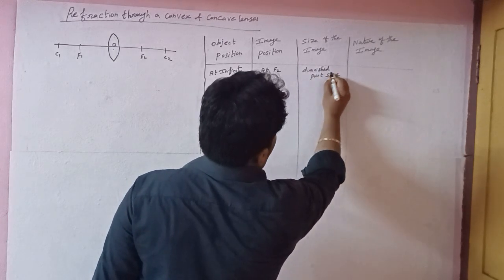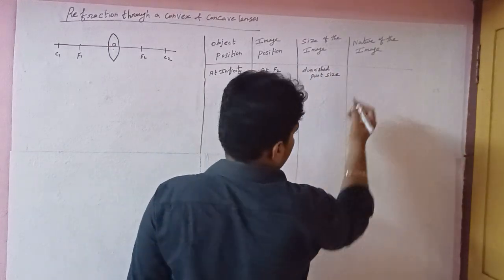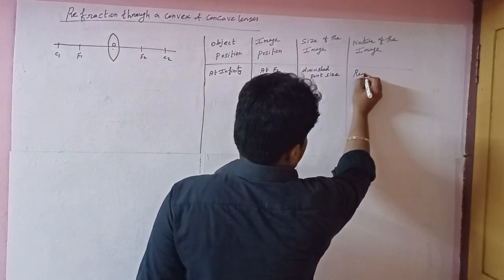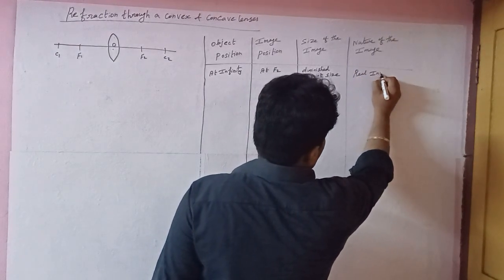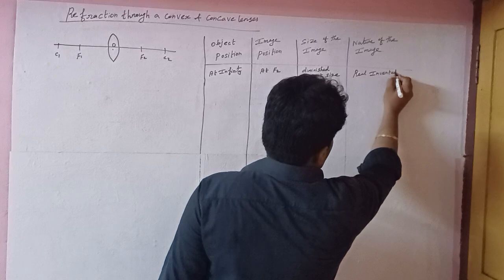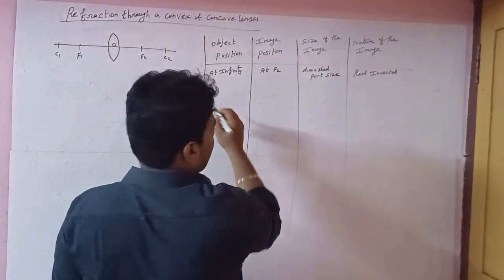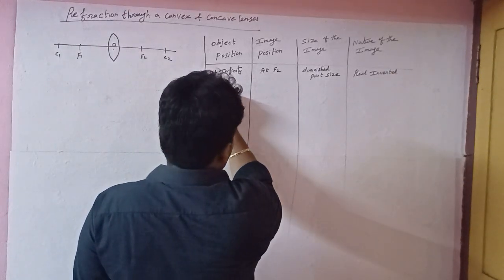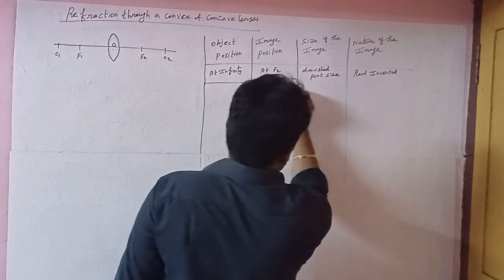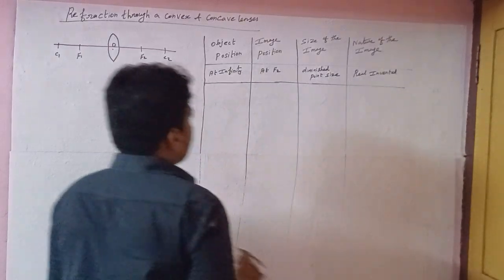Diminished or point size. The nature of the image you know very well. So we have to get the image real and inverted. We have written the condition. After that we have to draw the diagram by using this method. First we have to draw the diagram.